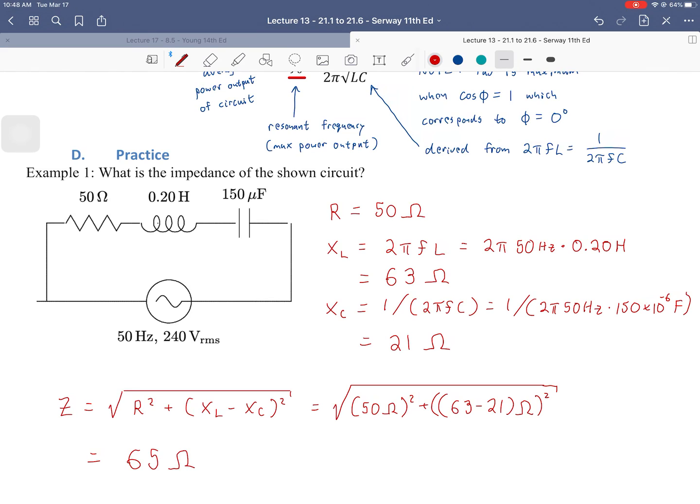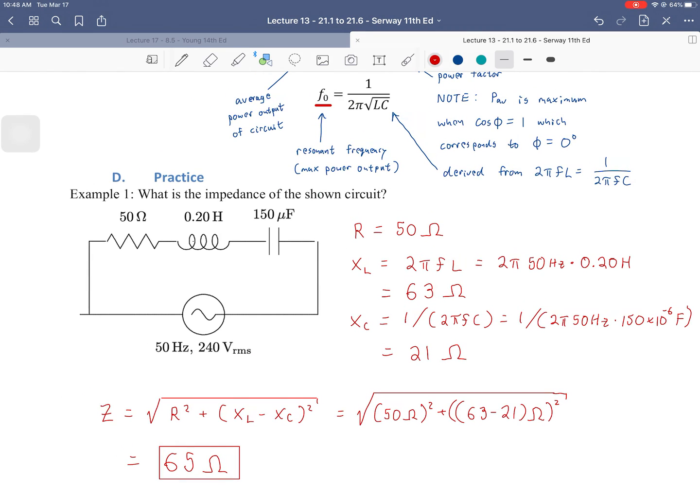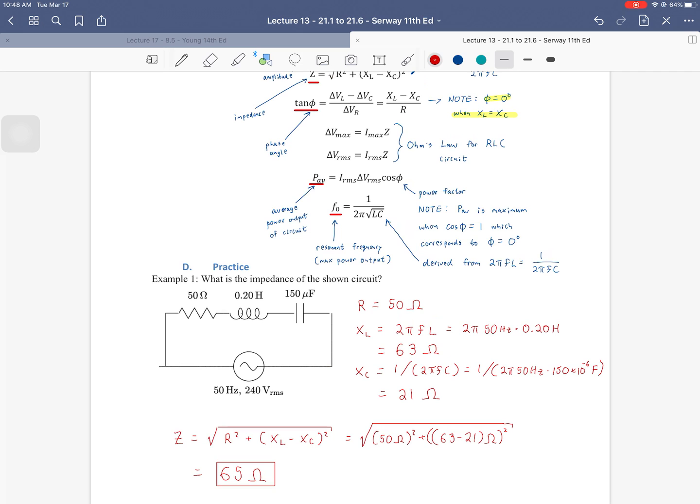In this case, the impedances of the inductor and the capacitor don't have a big effect because the resistance is higher. But it does show up. It goes from 50 to 65, so I shouldn't say it's not a big effect. All right, so there's our first example. It's pretty straightforward, but definitely good to see the equations in practice.